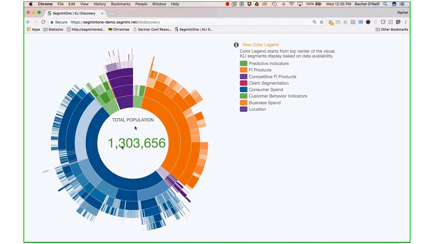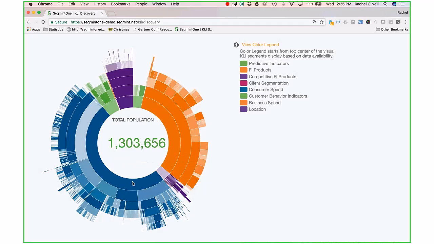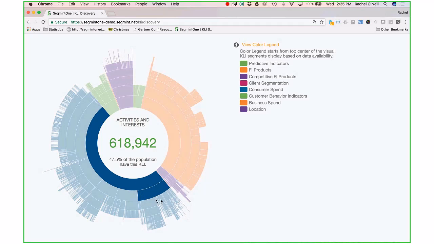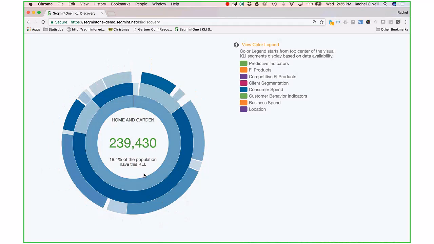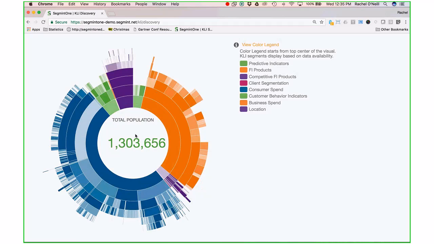Finally, one other thing I want to show is the consumer spend information. I can see down to the transaction level where individuals are swiping. I can see what type of activities and interests individuals have, down to where they're actually shopping. So right now I'm over in Home and Garden, and I can go down to see where they're actually making their purchases. There's 84,000 home improvement enthusiasts who are swiping cards at Lowe's. So you can see the power inherent in the system down to transaction levels.